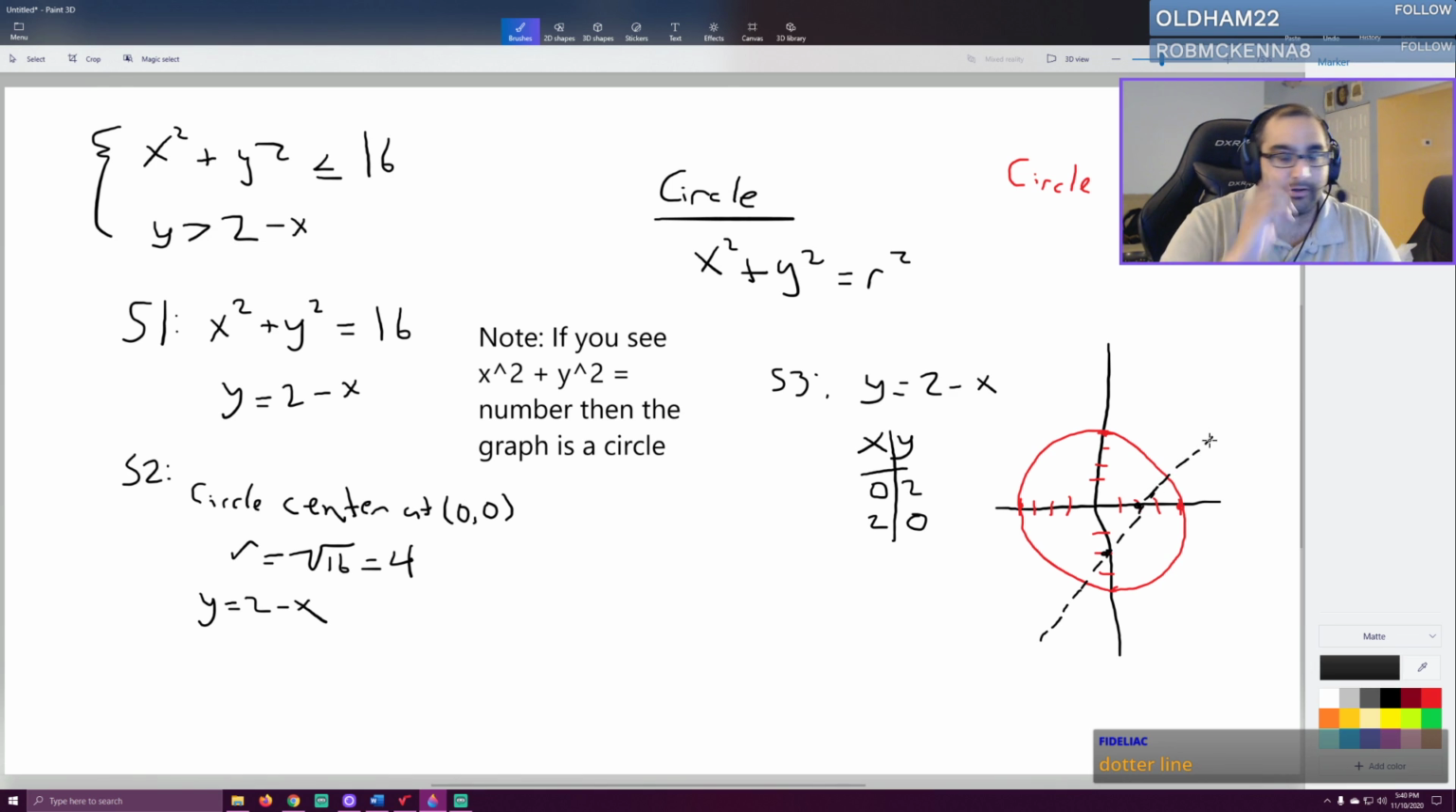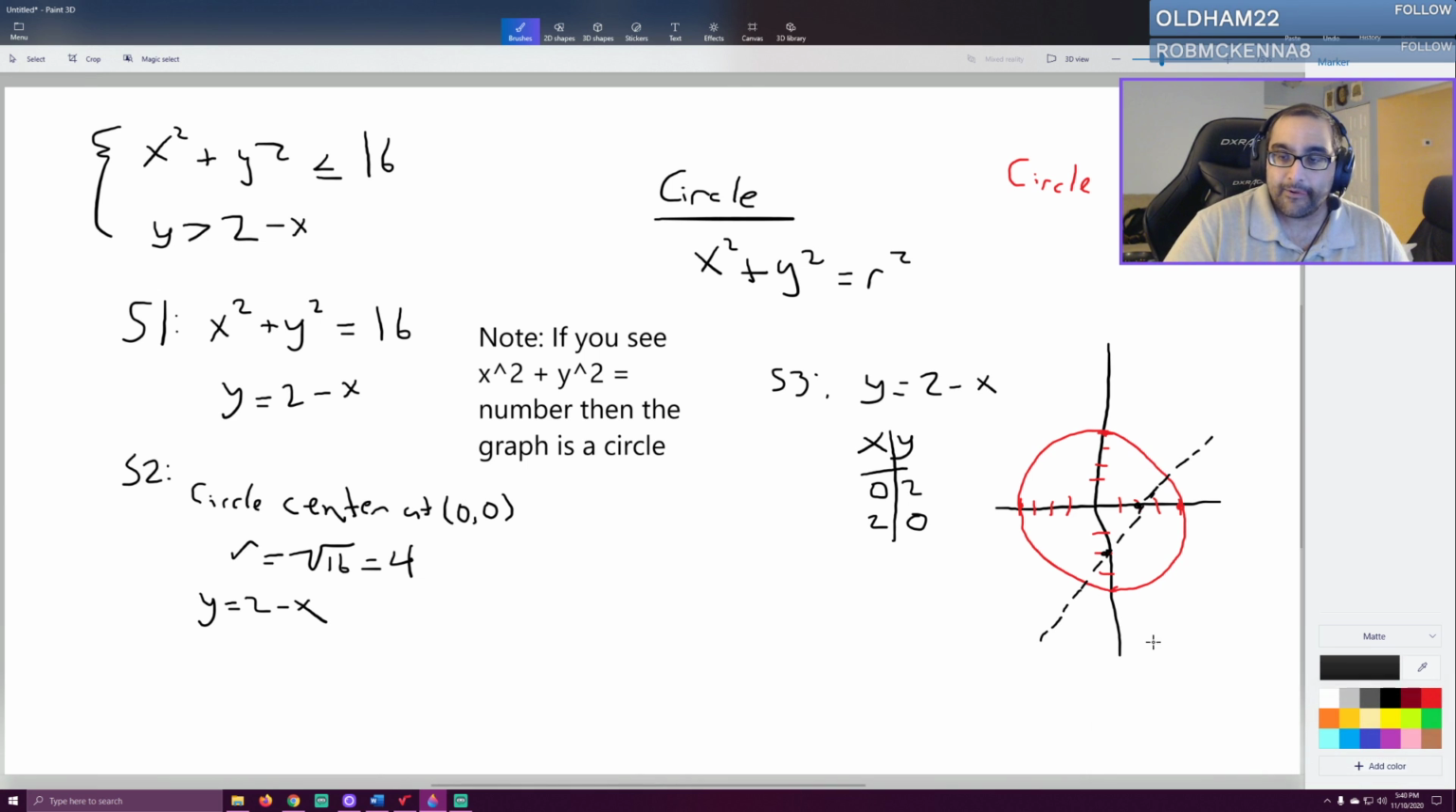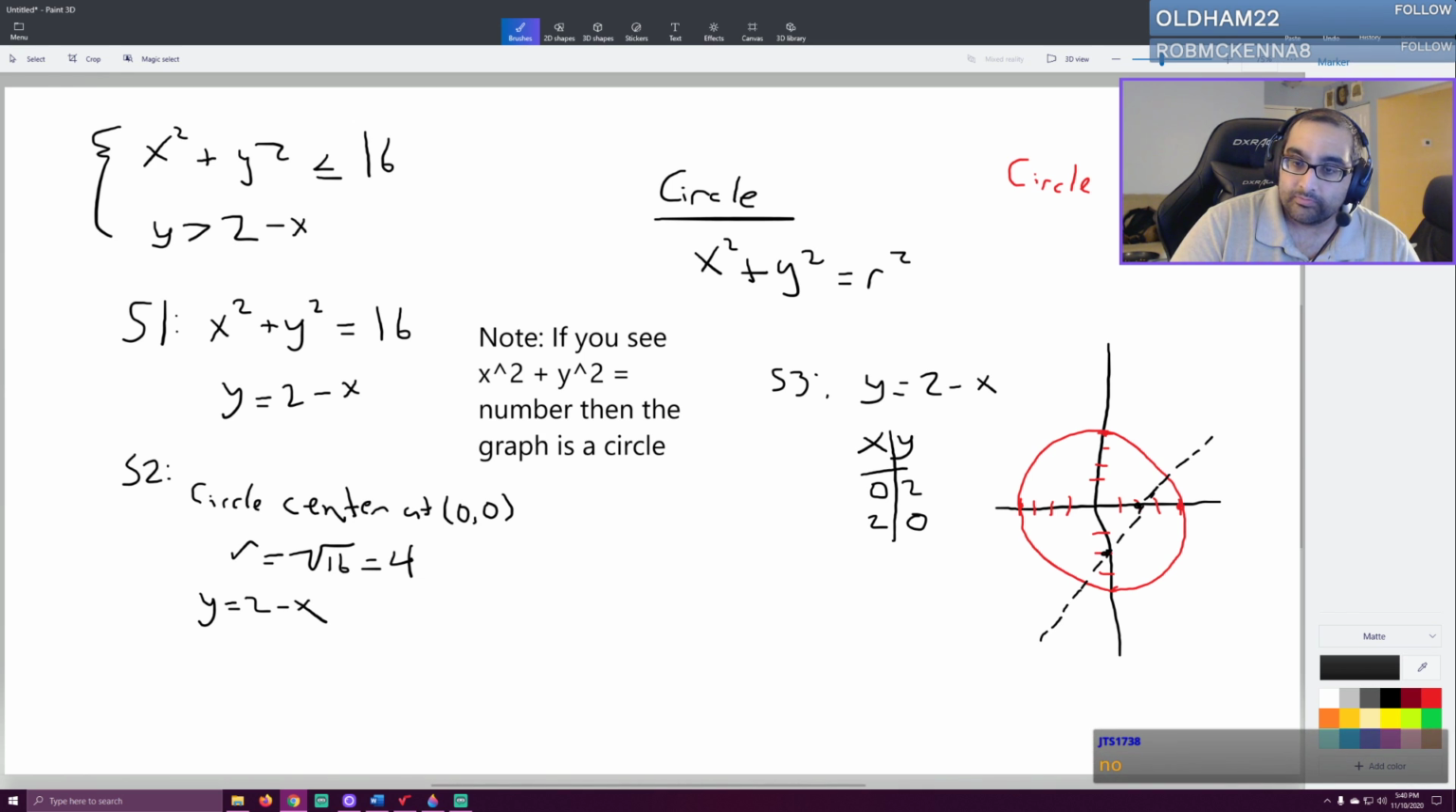Okay, so here is our graph for both parts so far. Alrighty, so far so good. Are there any questions so far about how we got these two graphs? No? Okay. Good, good. All right.